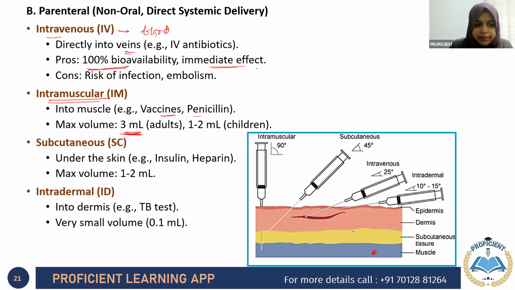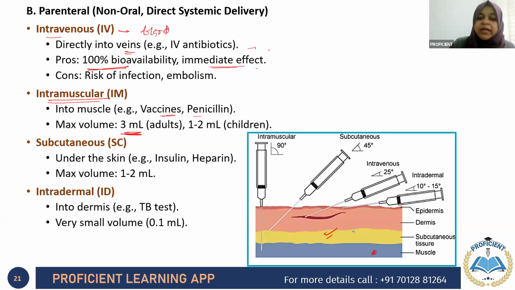Now, subcutaneous. It is given under the skin, SC. The most common one is insulin. We give it SC, into the fatty tissue, this yellow area. The maximum volume that can be given is very less compared to intramuscular and IV. IV, you can give 100 ml, as much as you want.